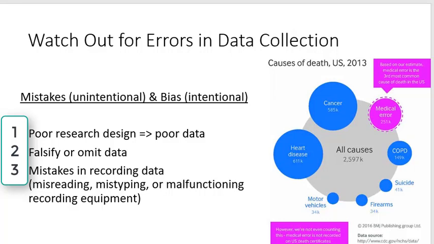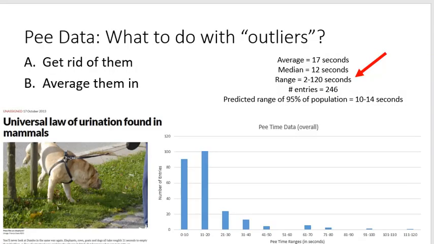This would be omitted data. We're simply not collecting these data points. Let's revisit this urination law study again, and the data that one of my classes submitted. We'll especially focus on these 2 data points up here that were both 120 seconds.